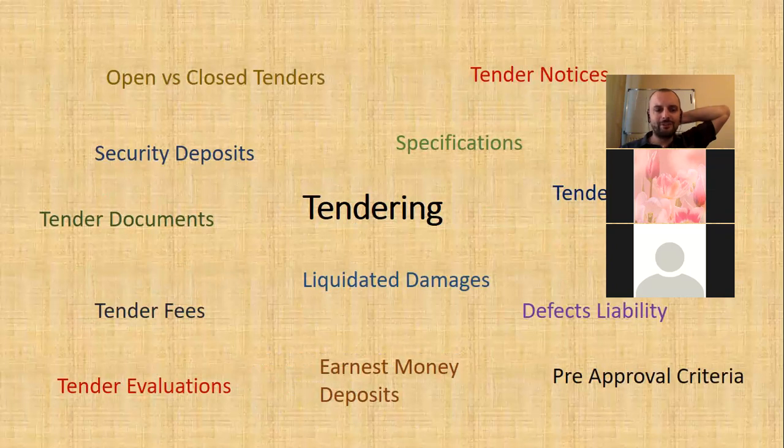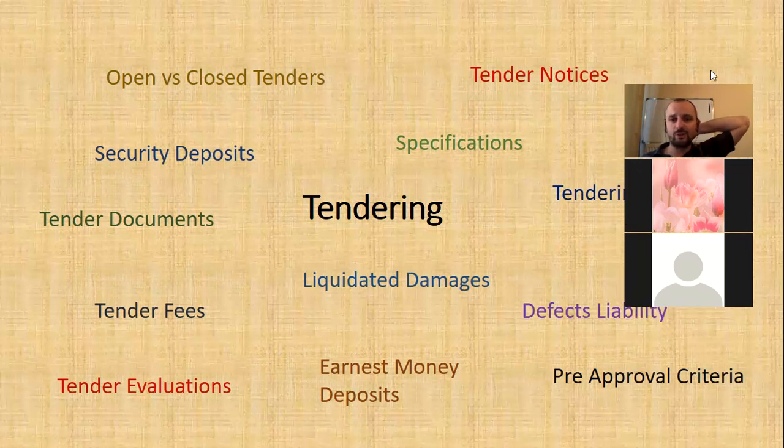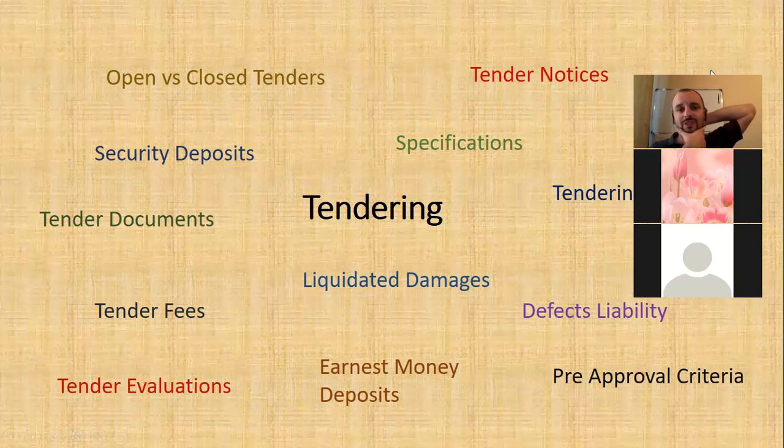We then went into tendering, and basically we talked about the tendering process. We talked about what sort of cycle the tendering would go through. We also talked about what would be included in a tender document, so the specifications, defects liability, liquidated damages, tender fees, security deposits, earnest money deposits. These will all be included in your tender documents. And then we also talked a little bit about how a tender evaluation is done, and how that can be done in such a way to eliminate or at least reduce the risk of corruption.